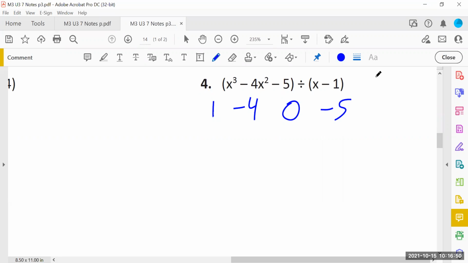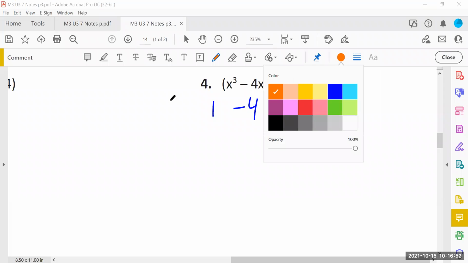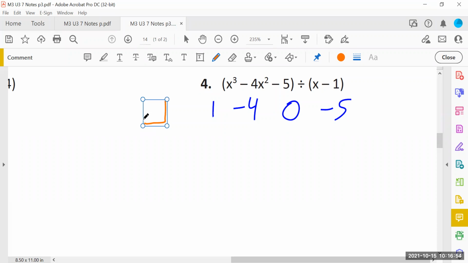So now I'm going to put something in the box over here. What goes in the box right here? Okay, it's coming from this, but what specifically do I put in that box?